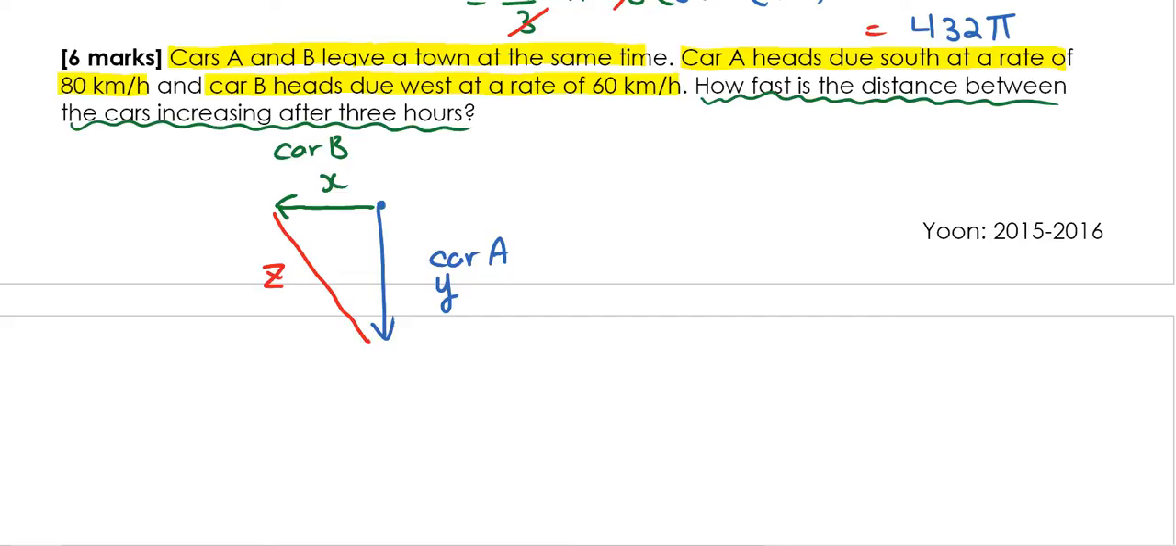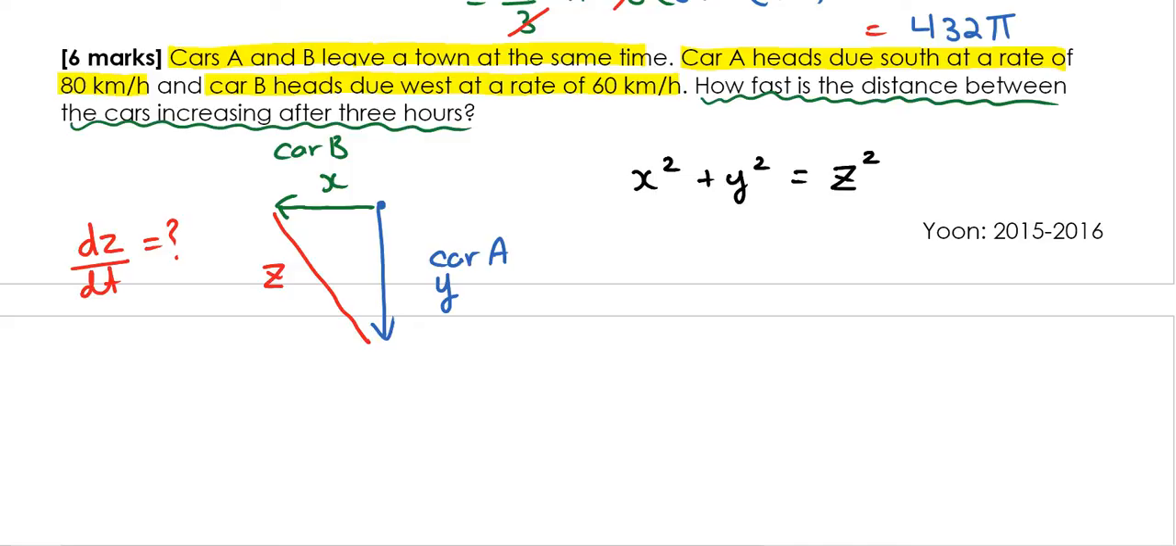So basically I'm looking for dz by dt. That's what I'm looking for. I'm looking for the rate of change of that distance. So the mathematical formula that's going to relate car A and car B and this distance z is going to be the Pythagorean theorem. So this will be x squared plus y squared equals z squared.